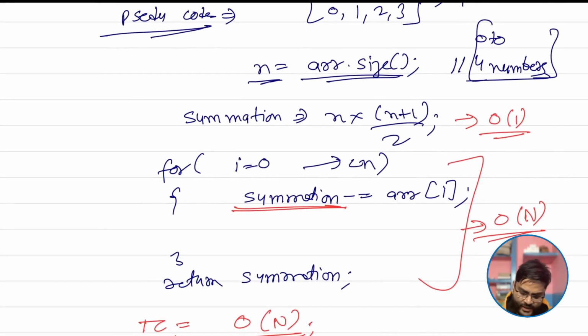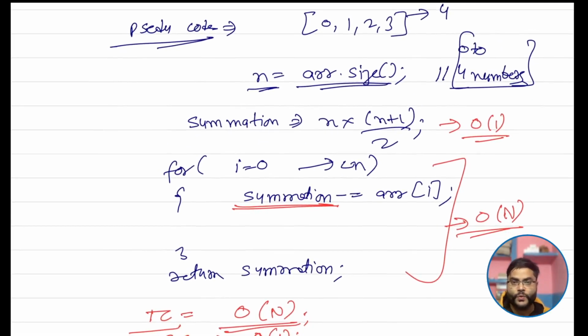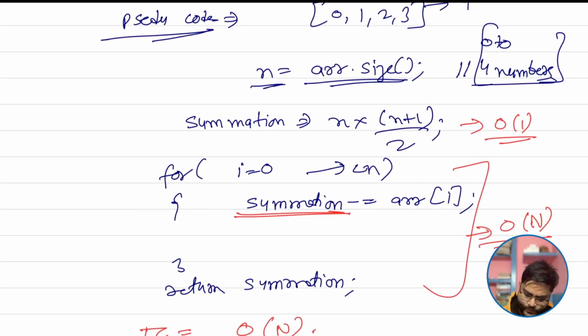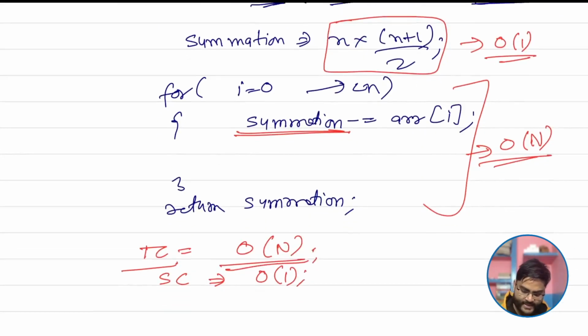Now, what's the issue with this approach? The issue is this one. Let's say my n is int maximum.